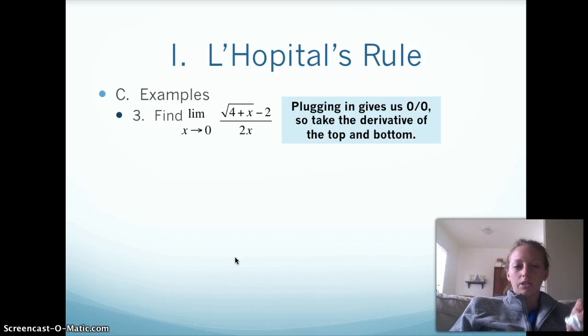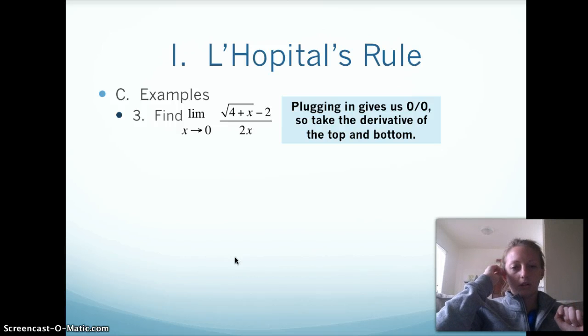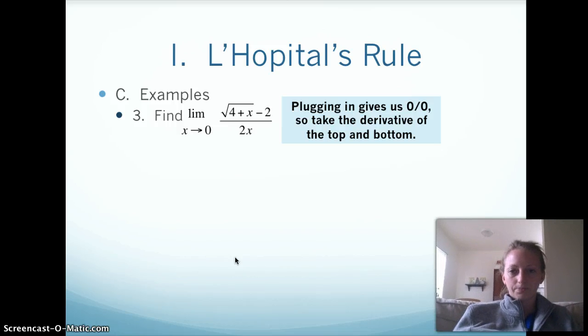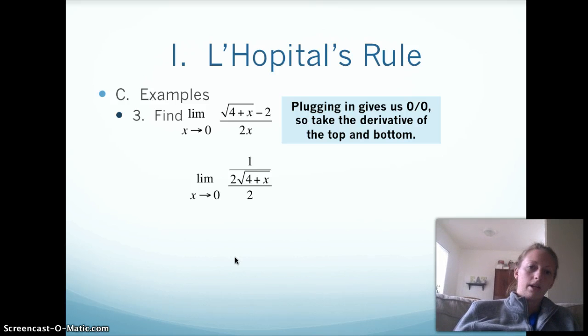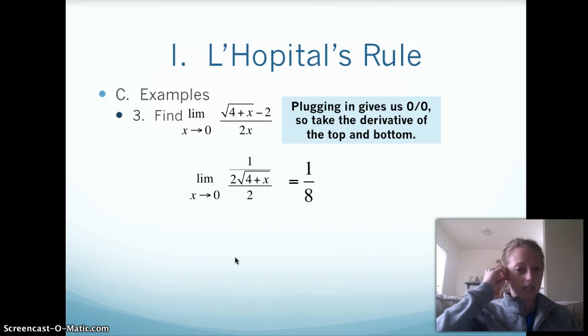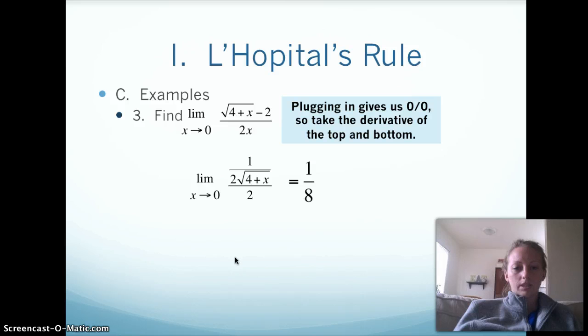However, on the top, you will have to use chain rule with that 4 plus x, the radical of 4 plus x. Remember, you can change that to a 1/2. So when you take the derivative, you get 1 over 2 times the radical 4 plus x, over 2. If I plug 0 into this, I'm going to get 1 over 8, because I get 1 over 2 times 2, which is 4, and then all that over 2, which is 8. So again, always pause this if you need to.